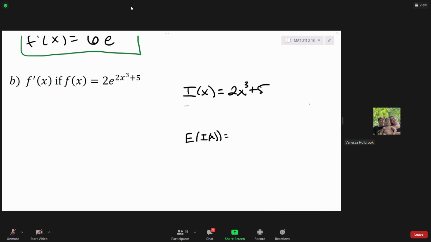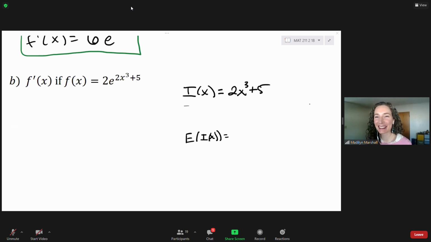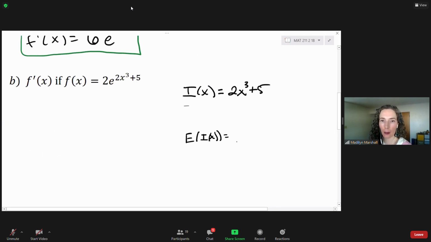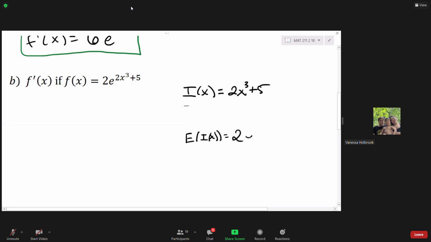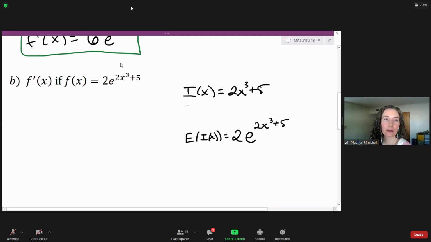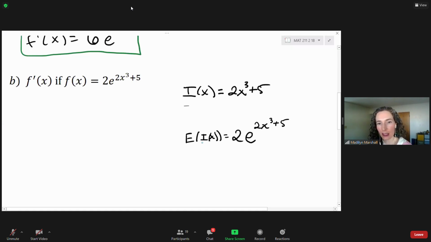That's crazy to have a power within a power. Yep. We can have any number of powers within powers. So then what would be our exterior part? 2e to the x? Yes, and I'm just going to write that interior function in there. So that's our e of the interior, which is that whole power.